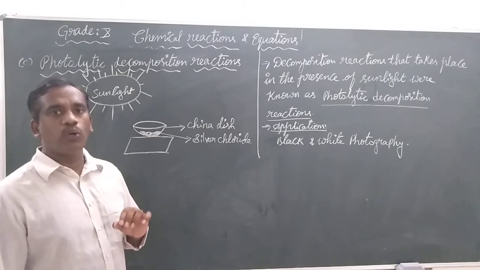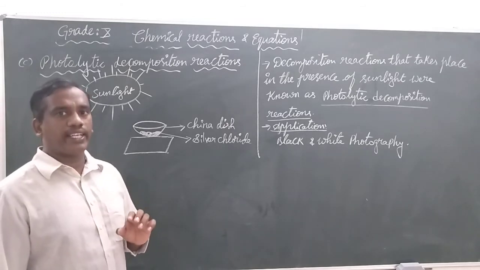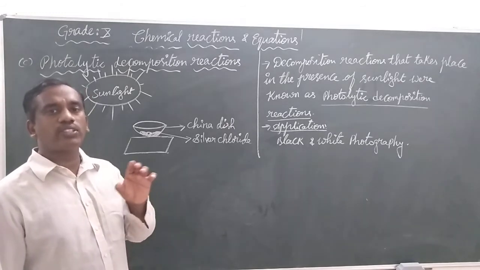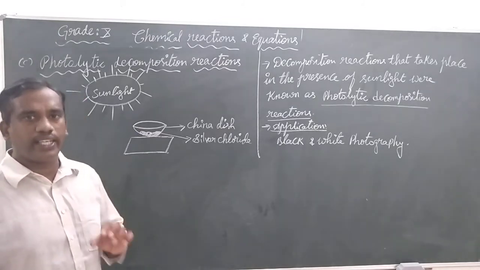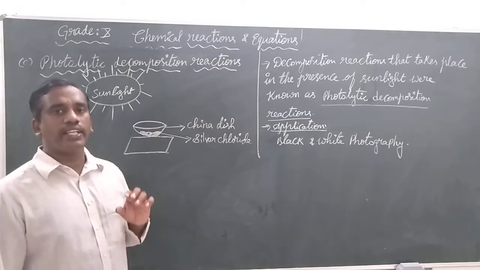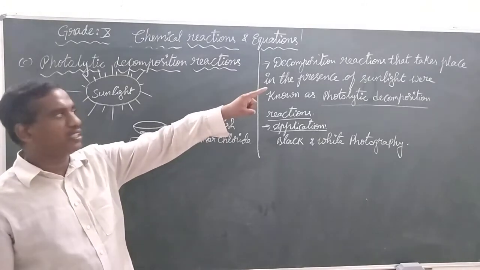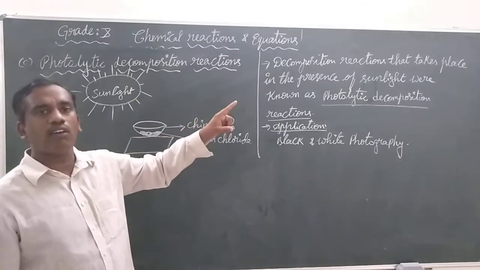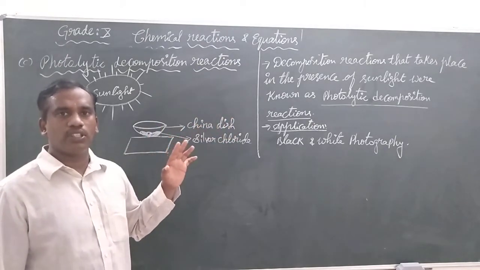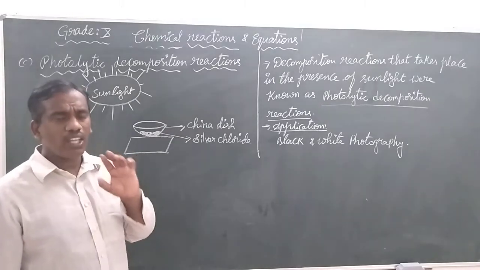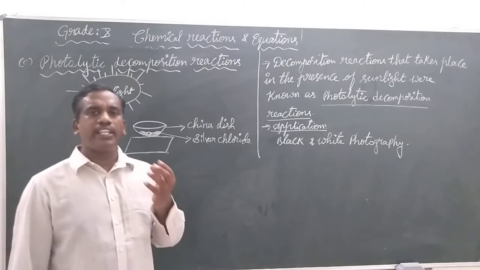photolytic decomposition reactions. What are we going to call them? The photolytic. Photo, sunlight is going to give photons. So it is called the photolytic decomposition reactions. The definition you can see: decomposition reactions that take place in the presence of sunlight are known as photolytic decomposition reactions. For this, what things do we want? We want very simple things.